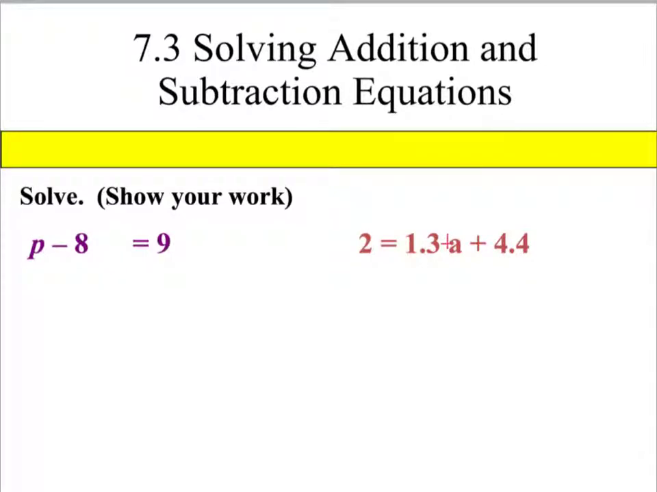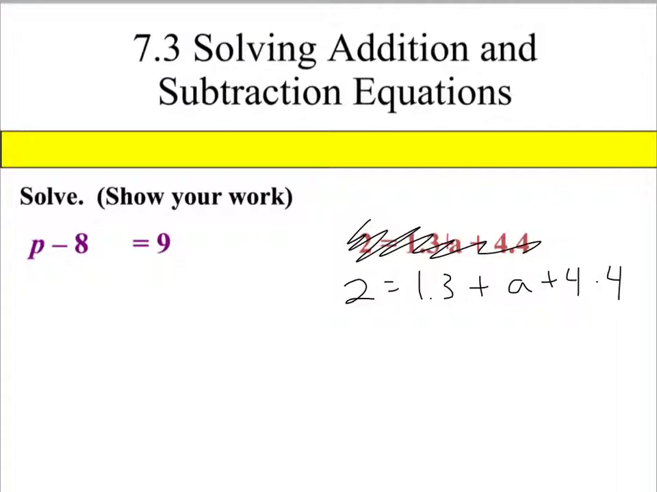That second equation is incorrect. I want it to be 2 is equal to 1.3 plus a plus 4.4. Okay, that's 4.4, not 4 times 4. Okay, so write those two problems down and then we'll talk.